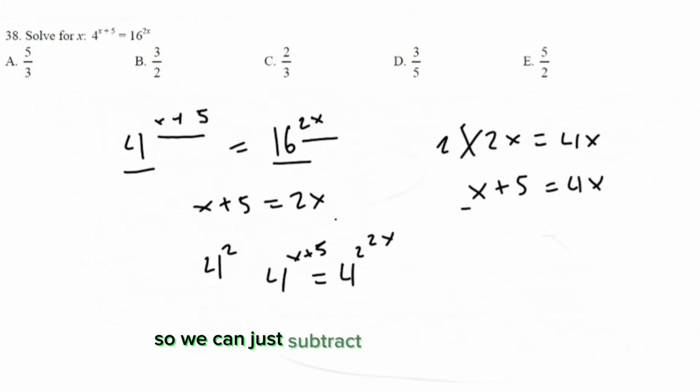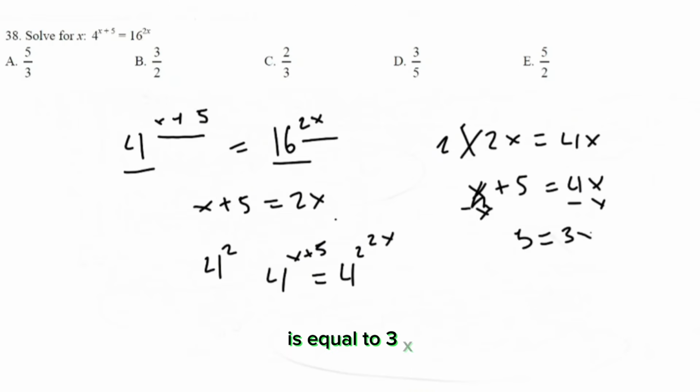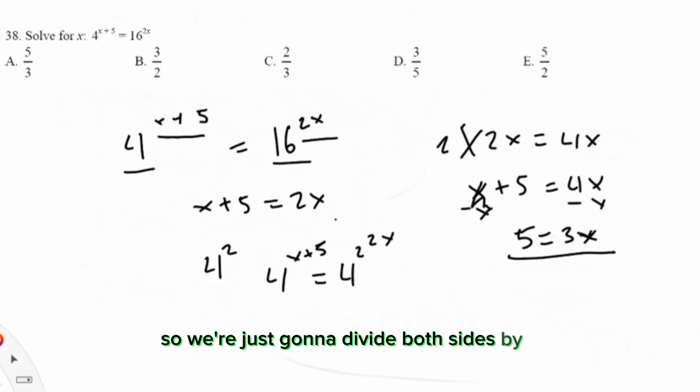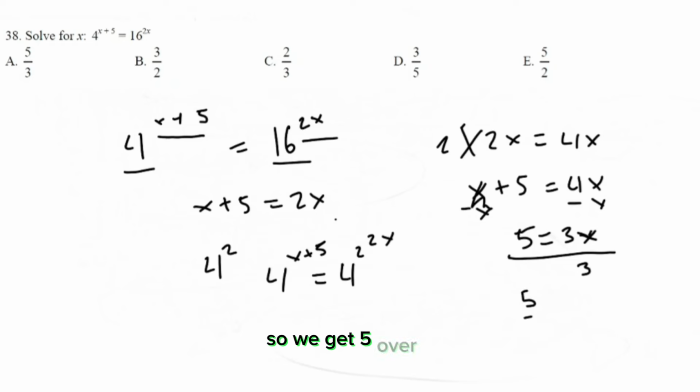We can just subtract x from both sides of the equation to cancel it on this side, and it becomes 5 is equal to 3x. However, 5 is not perfectly divisible by 3, so we're just going to divide both sides by 3. So we get 5 over 3 is equal to x. And that's your answer.